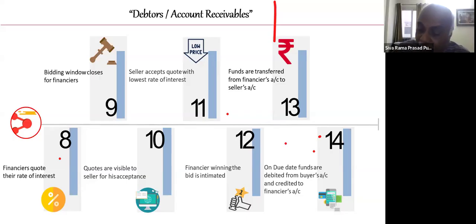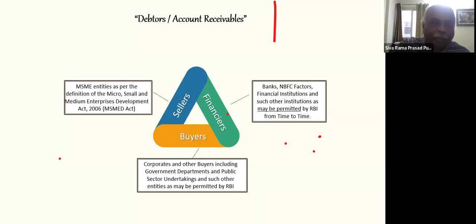Because if the buyer does not pay, the buyer is the operational debtor, and the financier steps into the shoes of the operational creditor, and the claim will be raised by the financier as an operational creditor. Financier, not financial creditor. The financier will become the operational creditor. For this, 3 parties are registered: only MSME corporates, and buyers, all buyers.